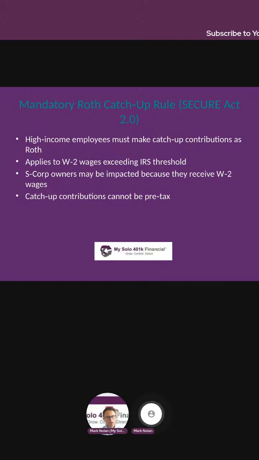So this is how this applies to S corporations. Because S Corp owners receive W-2 wages, this rule can apply to them. For those who are impacted, the catch-up contribution must be made as a Roth solo 401k catch-up contribution. They cannot be made as pre-tax contributions, in other words. And then taxes must be paid on that catch-up amount because obviously you do not get a tax deduction for that contribution because it's going in as a Roth solo 401k catch-up contribution.